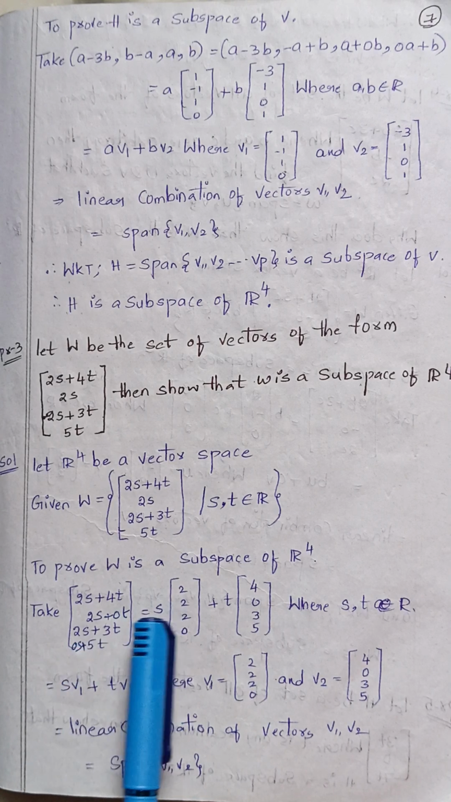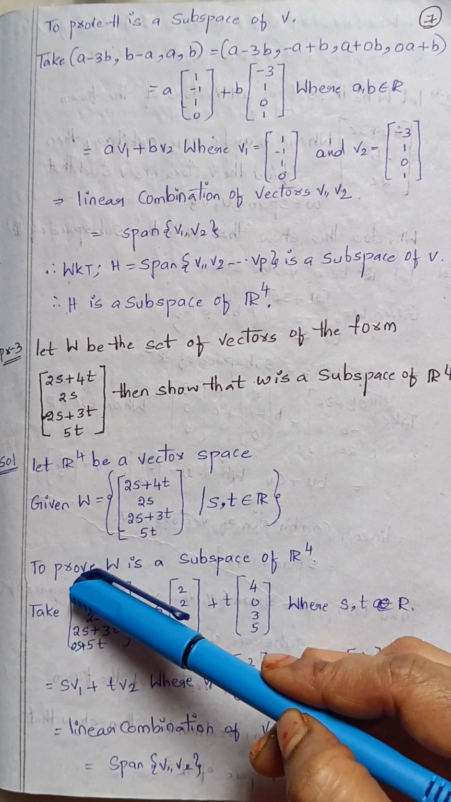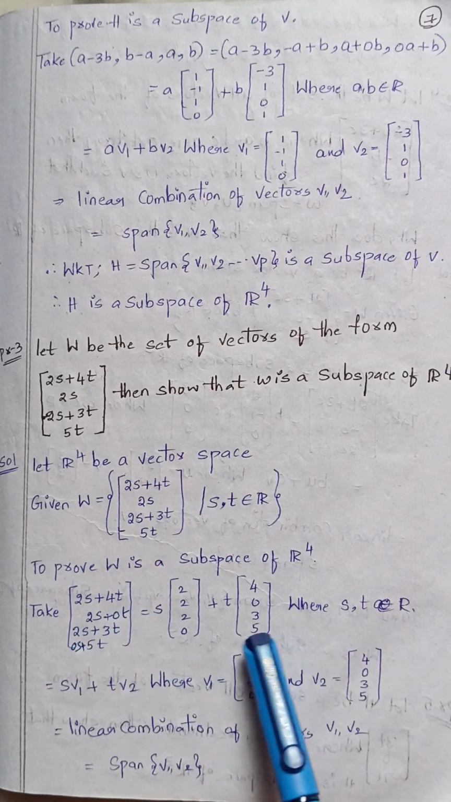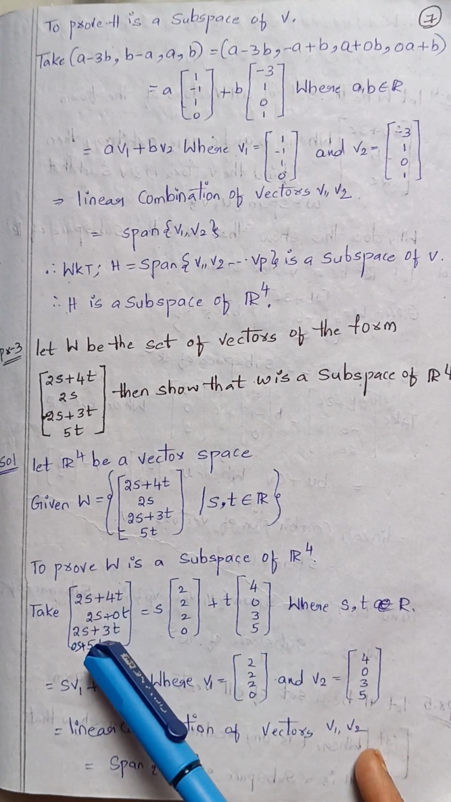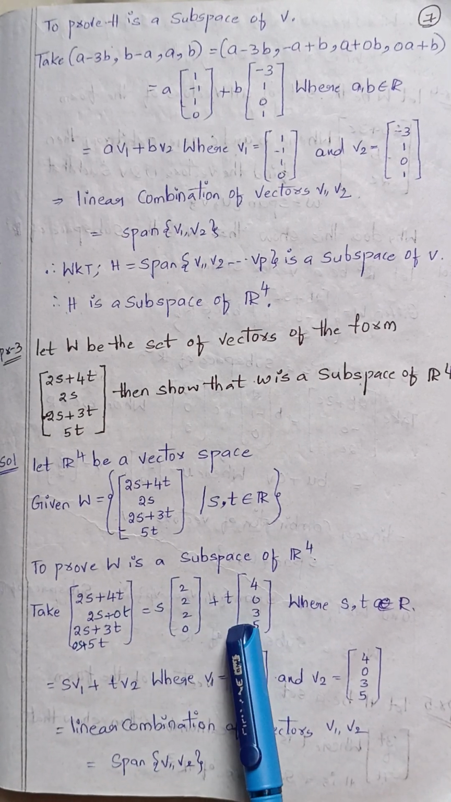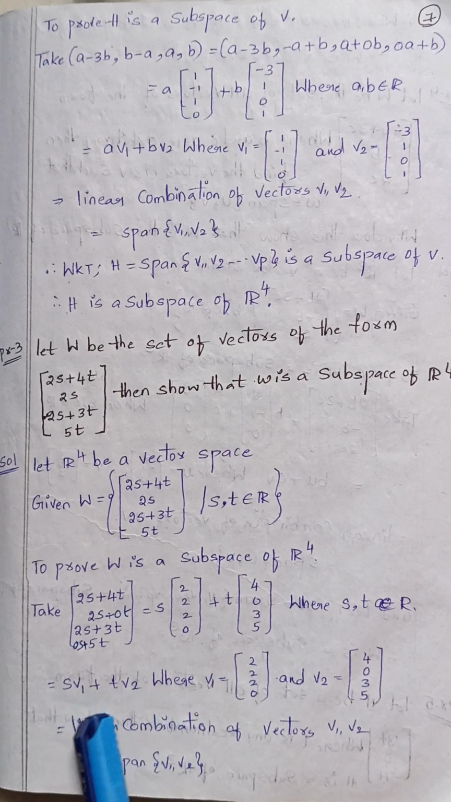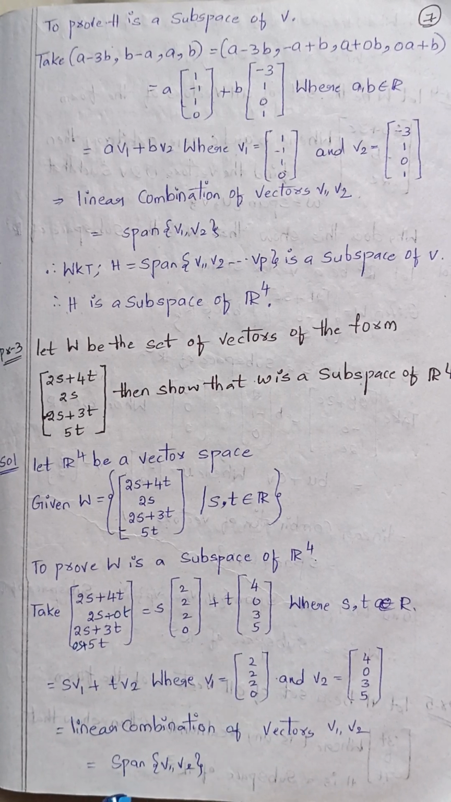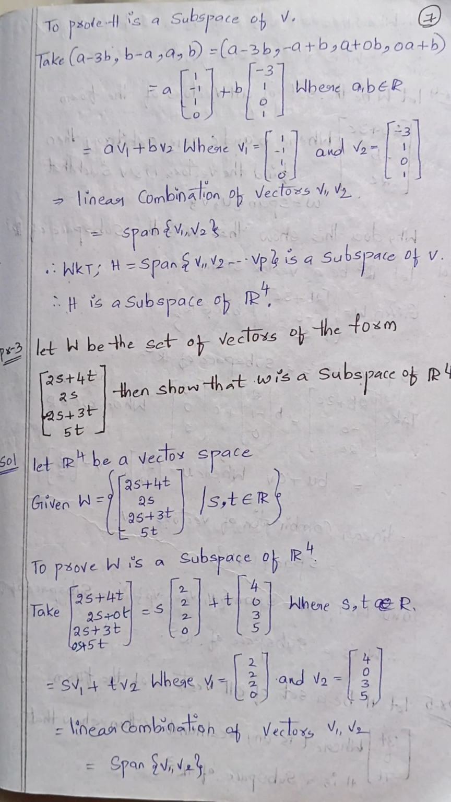Okay. Then S common, then the coefficients of S are 2, 2, 2, 0. Next, T common: 4, 0, 3, 5. So what can we write? S into some vector plus T into another vector. So it is the linear combination of V1, V2. It is nothing but the span of V1, V2. So obviously we can say it is a subspace of R4.